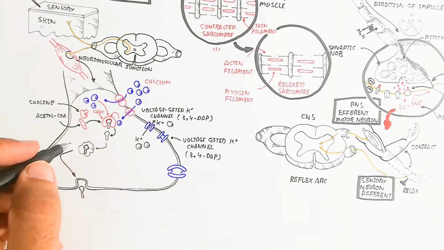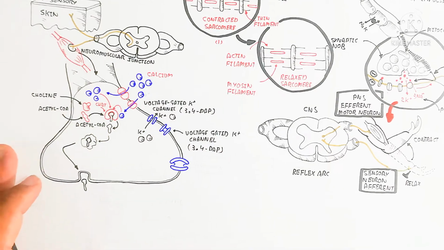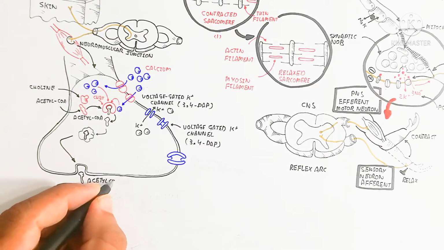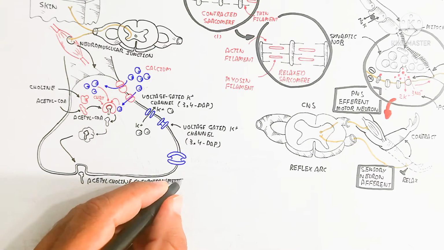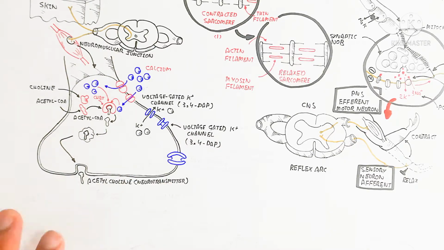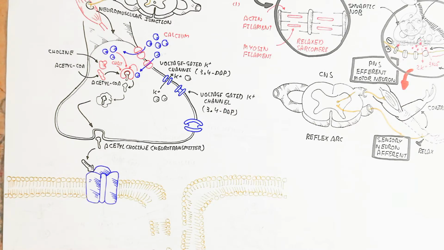And this acetylcholine will be exocytosed, and this neurotransmitter will bind with the acetylcholine receptor. After the binding with the acetylcholine receptor, it allows the sodium to move inside, so there is an influx of sodium into the muscle cell. So first of all, I want to say about that.